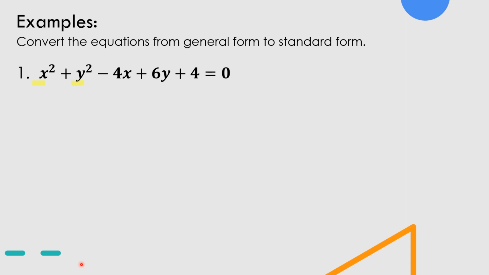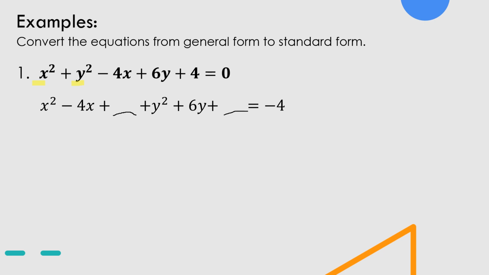So I'm going to group the x squared with the negative 4x, the y squared with the positive 6y, and then move that constant value, in this case our positive 4, by subtracting it to the other side of the equation. Now if you'll notice, I do have space in between the x squared minus 4x, there's a space, and then the y squared plus 6y, and then there's another space. So we're going to complete the square to make those perfect square trinomials.